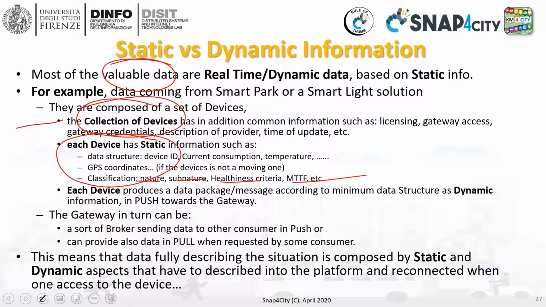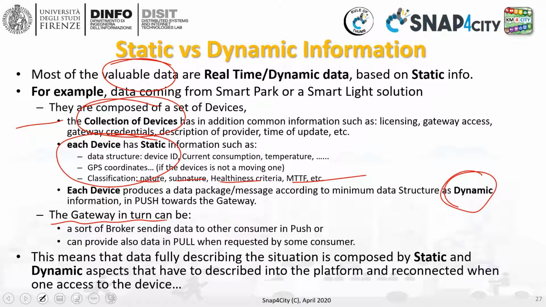In addition, you may have dynamic information attached to the device, and dynamic information arrives typically in push in the system every 5 minutes or every 10 minutes according to what you have set up. Typically, the real-time data arrive inside your platform through a gateway or a sort of broker that collects the data from the field, from the devices, and aggregates them and sends them. And so you can call the gateway to collect this data, or the gateway can send you the data as well.